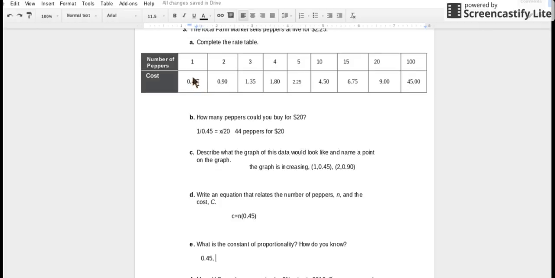Your constant of proportionality in your table is the amount you're constantly increasing by. And if you see, as we increase by 1 pepper each time, we're increasing by 45 cents each time. The difference between each of these values is 45 cents. So you can say in the table, as the peppers increase by 1, the cost constantly increases by 45 hundredths. And that'd be a good way to show how you know what the constant of proportionality is.